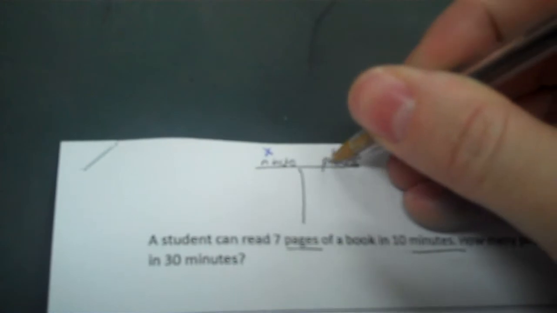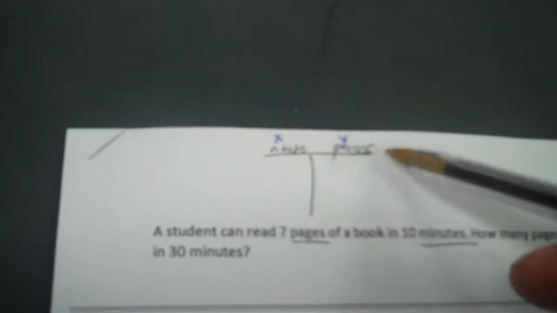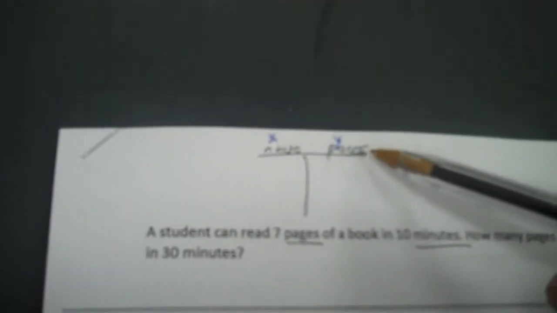Okay, a student can read 7 pages of a book in 10 minutes. How many pages of a book can a student read in 30 minutes? Up here I have a table, minutes and pages. By the way, this is X, this is Y. Remember, X is a time unit if you have it, and pages is the other. So those are 2 units.